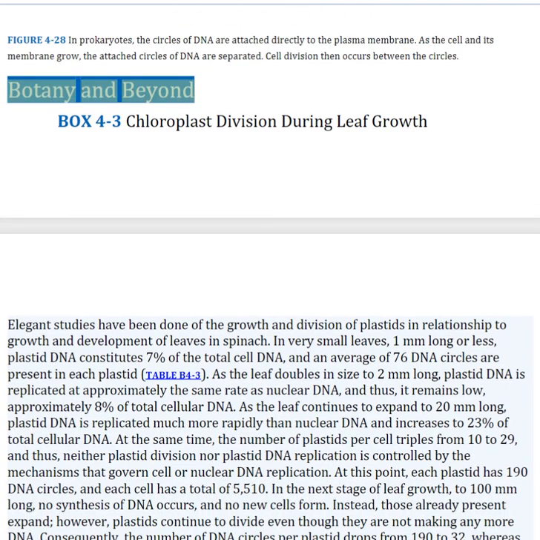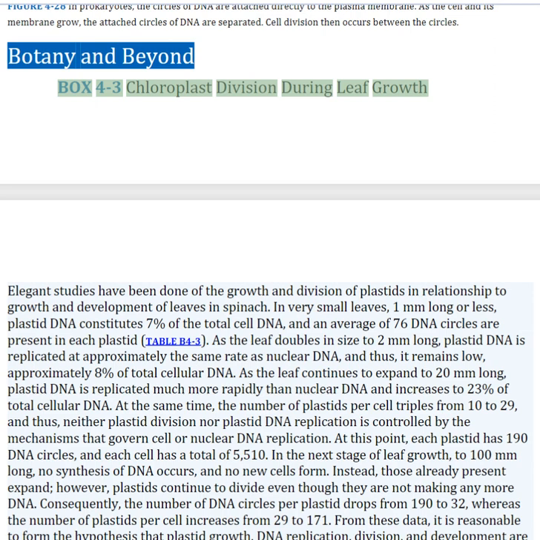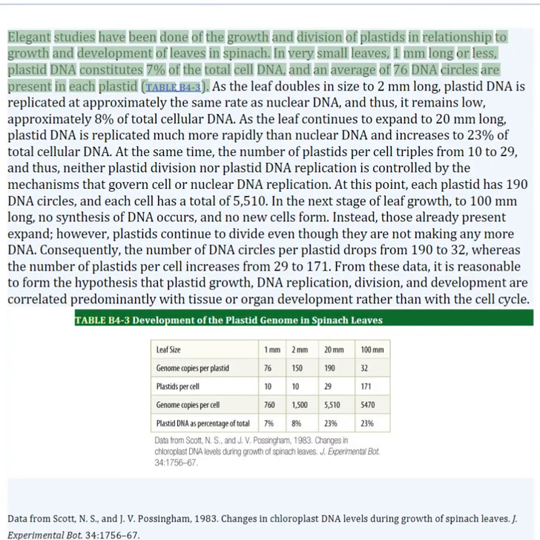Botany and beyond. Box 4-3. Chloroplast division during leaf growth. Elegant studies have been done of the growth and division of plastids in relationship to growth and development of leaves in spinach. In very small leaves, 1 mm long or less, plastid DNA constitutes 7% of the total cell DNA, and an average of 76 DNA circles are present in each plastid.